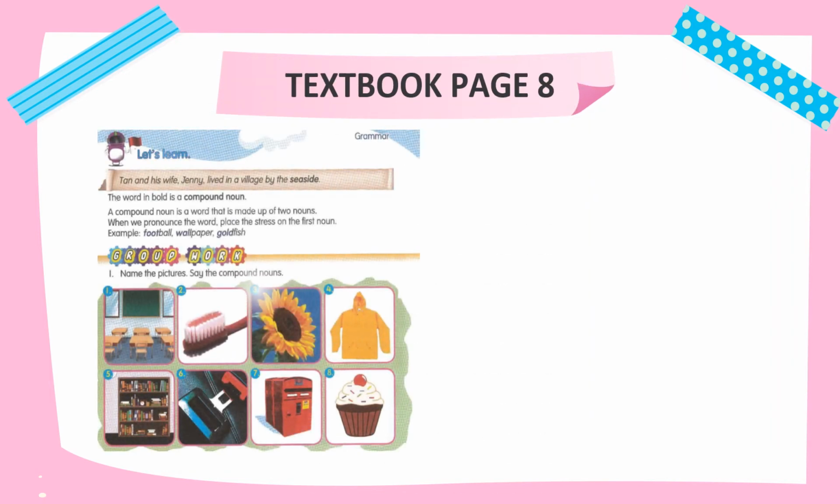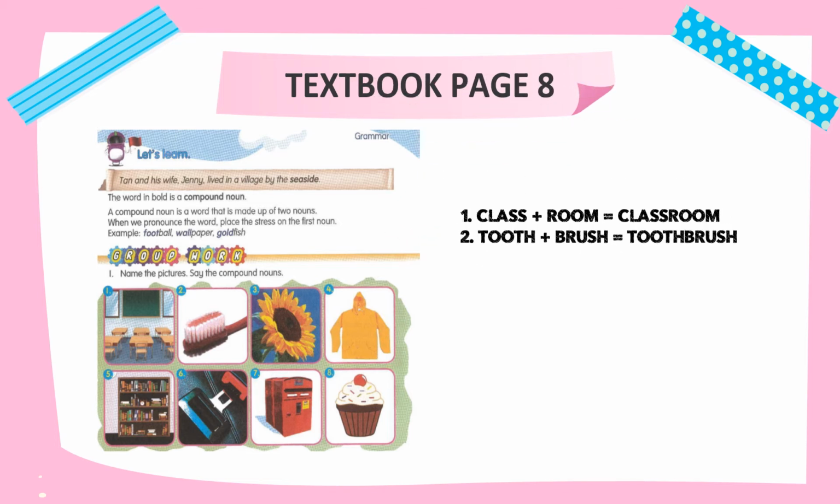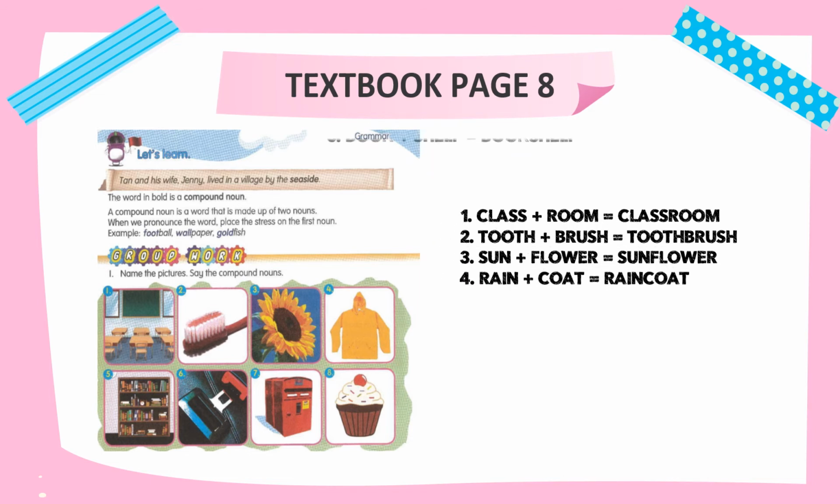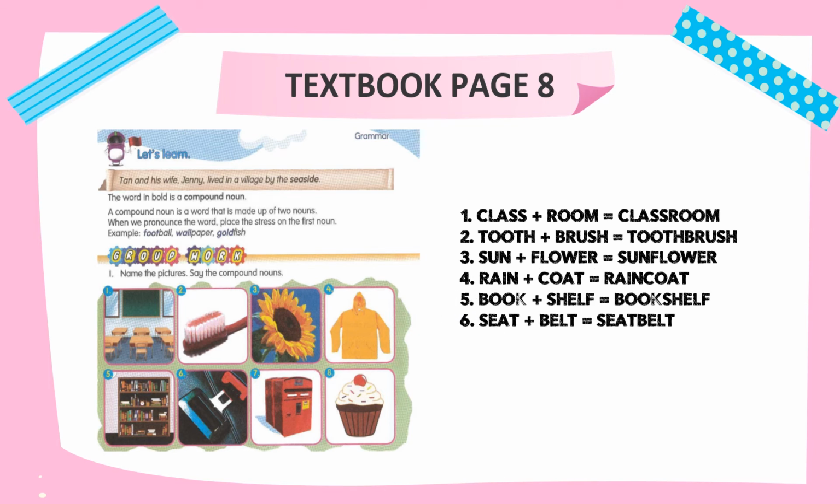Okay, now you have to look at your textbook, page 8. You have to name the pictures and say the compound nouns. Number 1, classroom. Number 2, toothbrush. Number 3, sunflower. Number 4, raincoat. Number 5, bookshelf. Number 6, seat belt. 7, post box. And 8, cupcake. So now you understand, right?